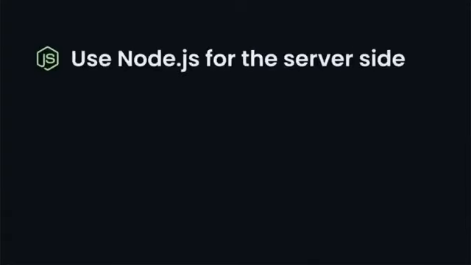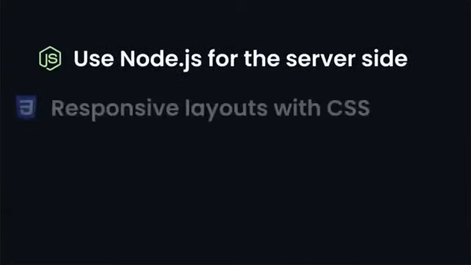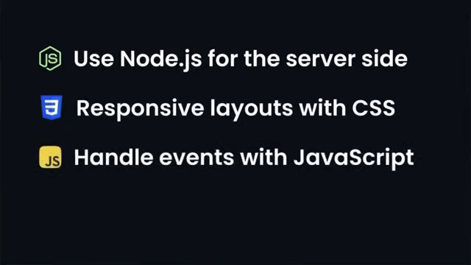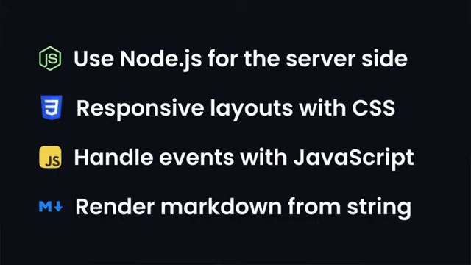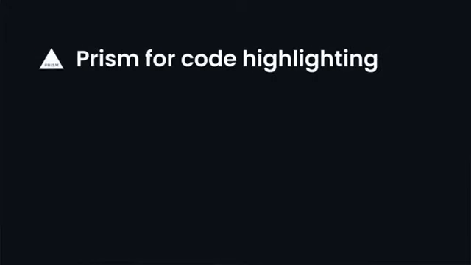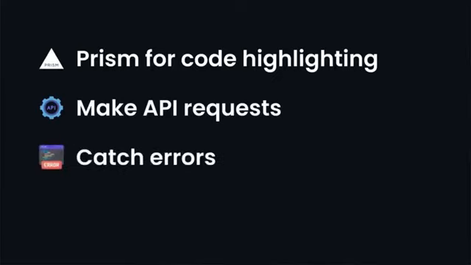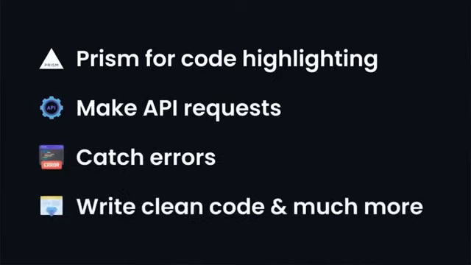Use Node.js for the server side. Create responsive layouts with pure CSS. Handle events with JavaScript. Render Markdown from strings. Use Prism for code highlighting. Make API requests. Catch errors. Write clean code, and much more.